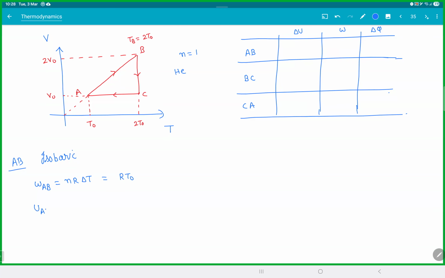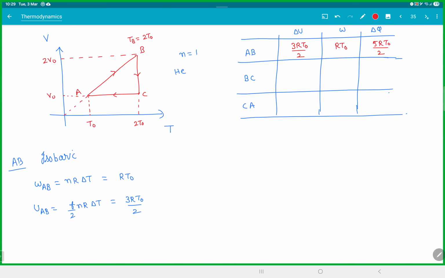Then UAB will be, it's a helium gas, so 3/2 nRΔT, n is 1. That will be 3RT naught by 2. So let's fill it up. This is 3RT naught by 2. This is RT naught, and this is 5RT naught by 2. I can also just use CPΔT.